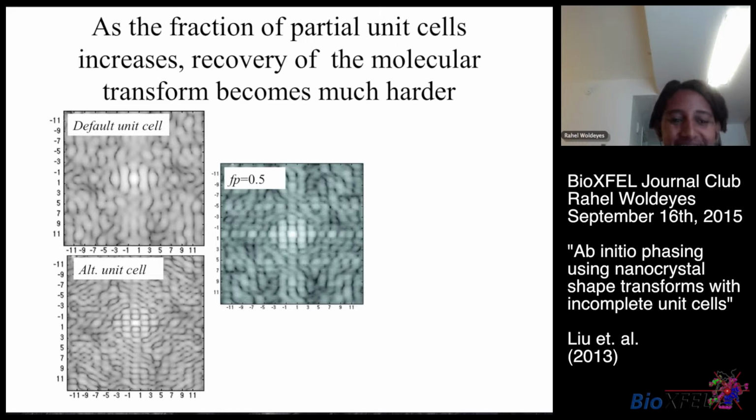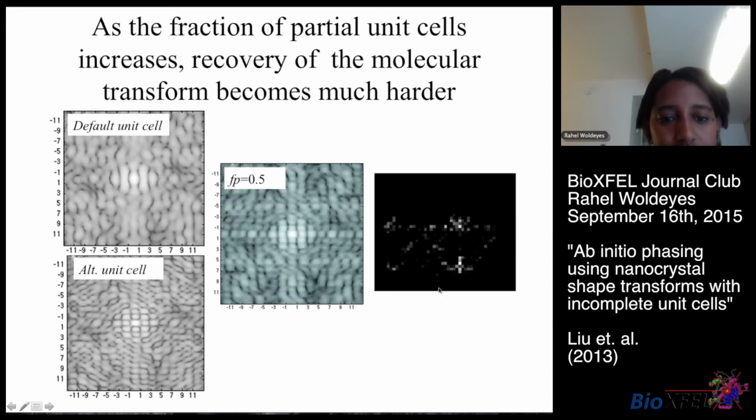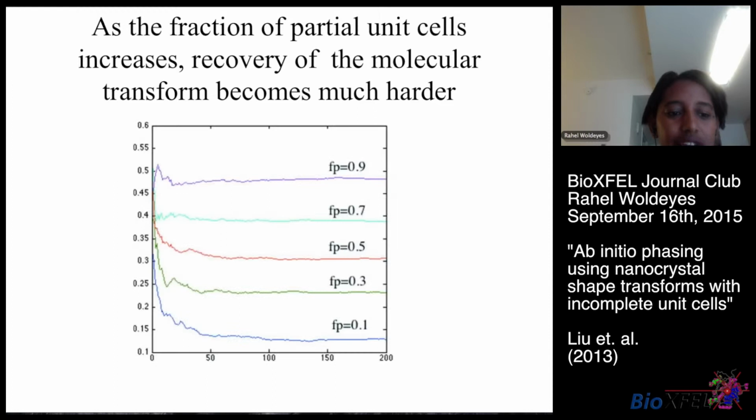And another interesting thing that they noticed was that when the fraction of the partial was 0.5, they see this combination of the default and the alternate unit cell, and it looked something like this. And the image that corresponded to that looks like that, which was really interesting. And here I'm just showing the improvement in R factor as a function of the number of patterns. And you can see that it becomes really terrible when the fraction of partials is like 0.9. Anything above really 0.7 is where the recovery of the molecular transforms becomes much harder.